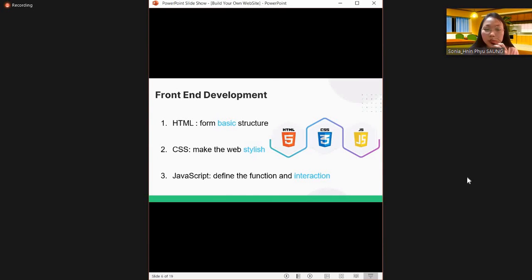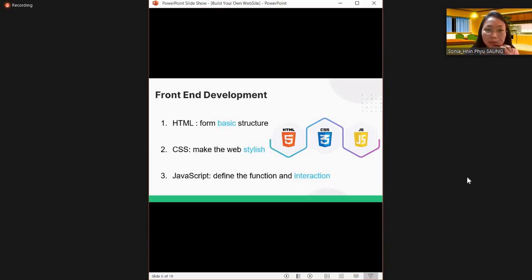I will use the house as an analogy. So HTML is to form the basic structure of the web, like in a house, how many rooms you have and where you want to put a kitchen. And CSS is to style the website, like you decorate your house to make it more stylish and more beautiful. And finally, JavaScript is to define the function and interaction of the site, like when you switch a button, which light you want to turn on, like that.